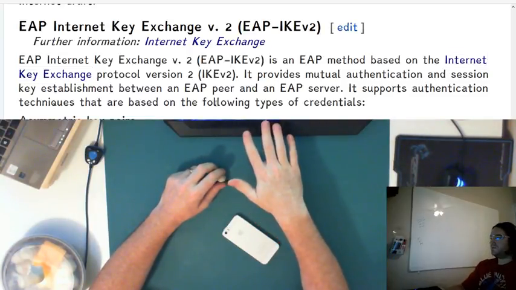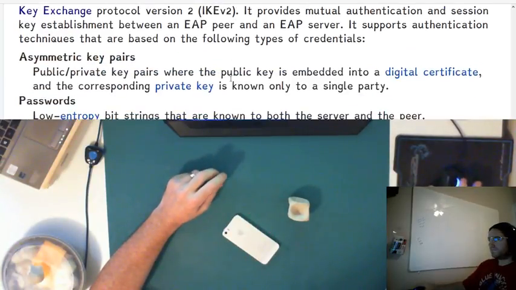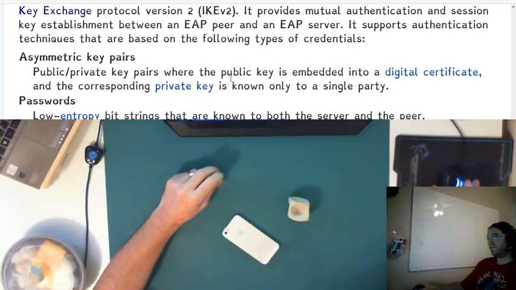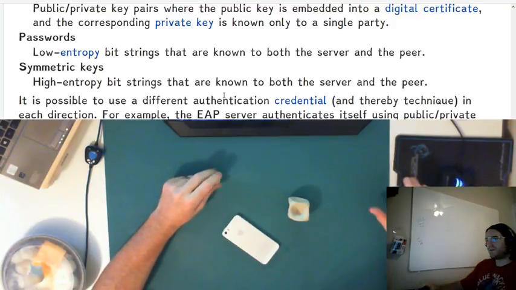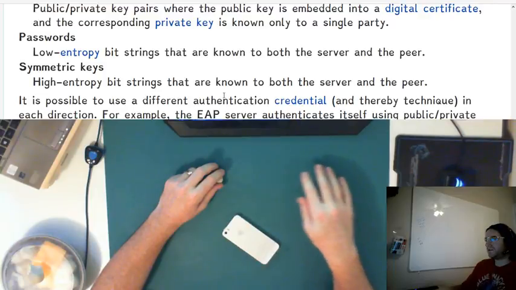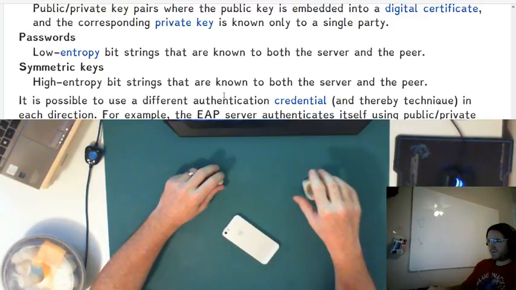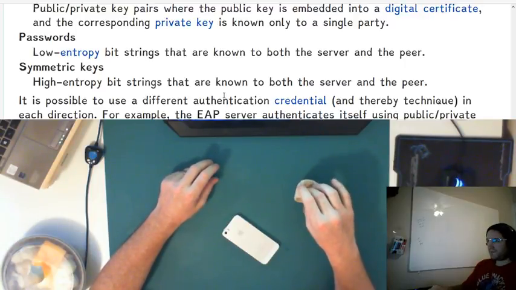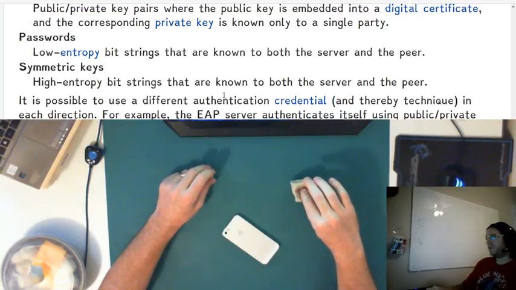It provides mutual authentication once sessions are established. It supports authentication techniques that are based on the following types of credentials. Asymmetric key pairs, public and private key pairs, where the public key is embedded in the digital certificate and the corresponding private key is known only to a single party. Passwords, low-entropy bit strings that are known to both the server and the peer.